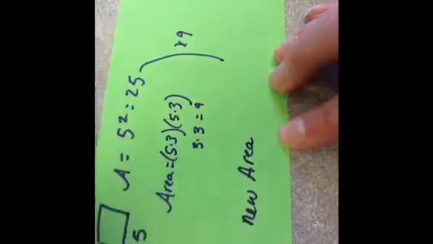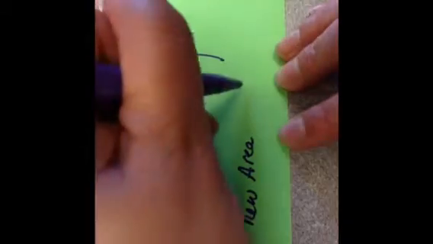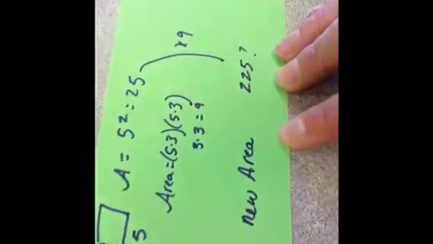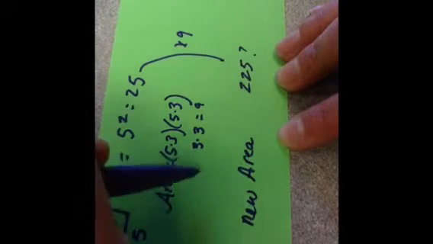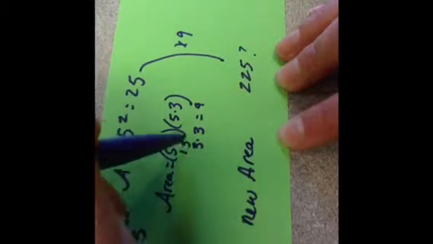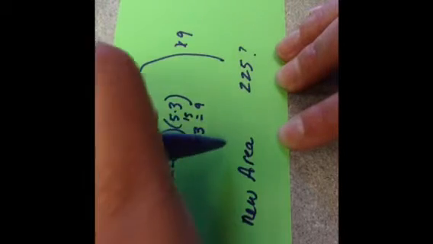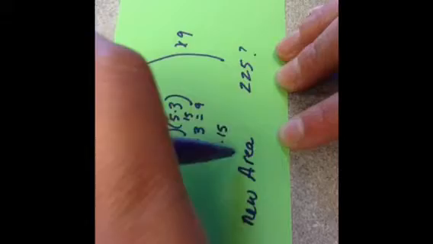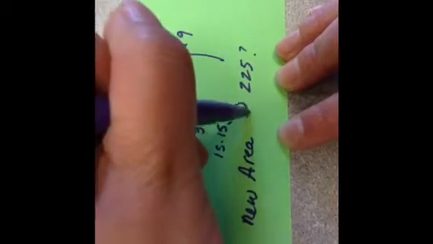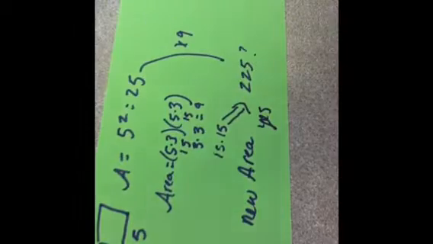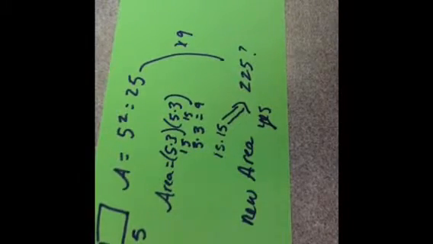We can check that by multiplying 5 times 3 times 5 times 3, which is 15 times 15. So the area should be 225. Let's see if it is when we take 15 times 15. 15 times 15 is 225, so it works. This works for any dimension change that's being asked for.